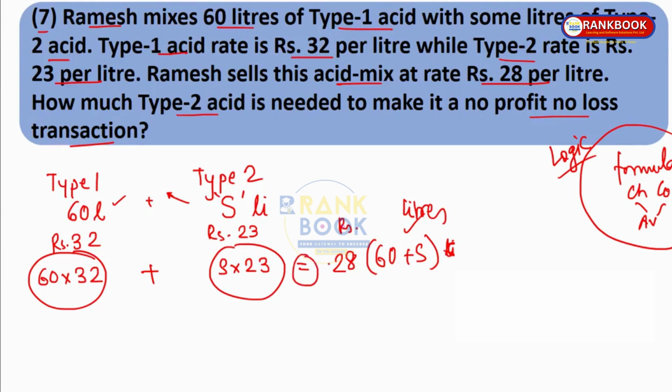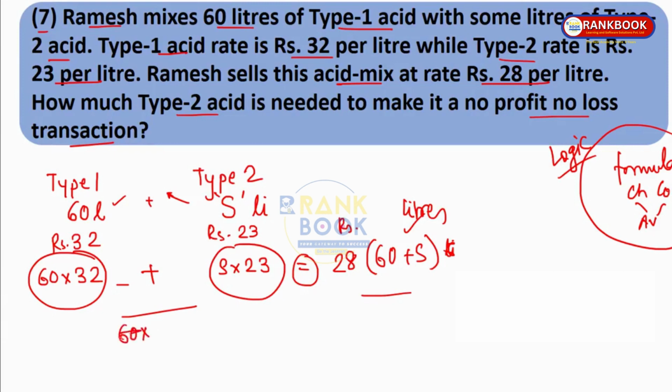Now why do we put an equal to sign? Because they have said that he should have no profit and no loss. That means whatever is his cost price, whatever he spends, would be the same as whatever he earns, right? So he is spending this much money to get these acids and mix them, and he is earning this much money, which both are equal. Let us see what the answer is.